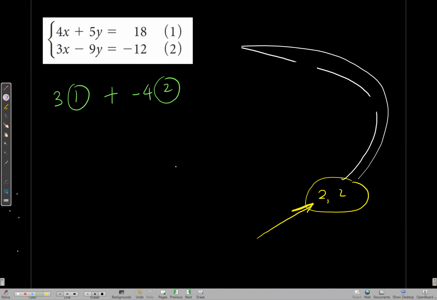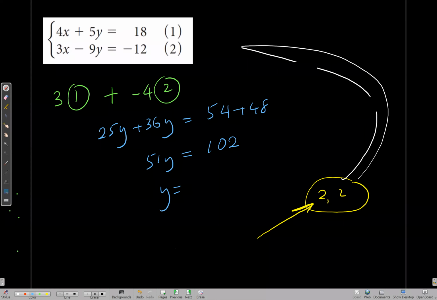Let's do this in our mind. First one, 12x when I multiply by 3. And second one, negative 4 into 3, negative 12x, x is gone. So let's look at the y's. 3 into 5, you have 15y in the first one, and then negative 4 into negative 9, 36y. And the constants, 3 into 18, which is 54, and negative 4 into negative 12, positive 48. And I'm getting 102.